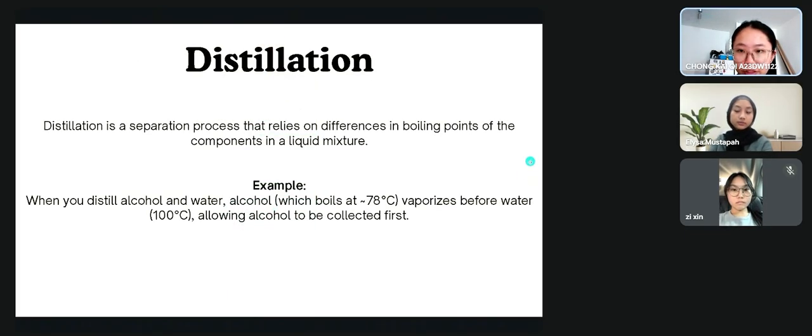And next is distillation. Distillation is the separation process that relies on differences in boiling points of the components in a liquid mixture. For example, when you distill alcohol and water, the alcohol, which boils at around 78 degrees Celsius, will vaporize before the water, which boils at 100 degrees Celsius. This allows the alcohol to be collected first.